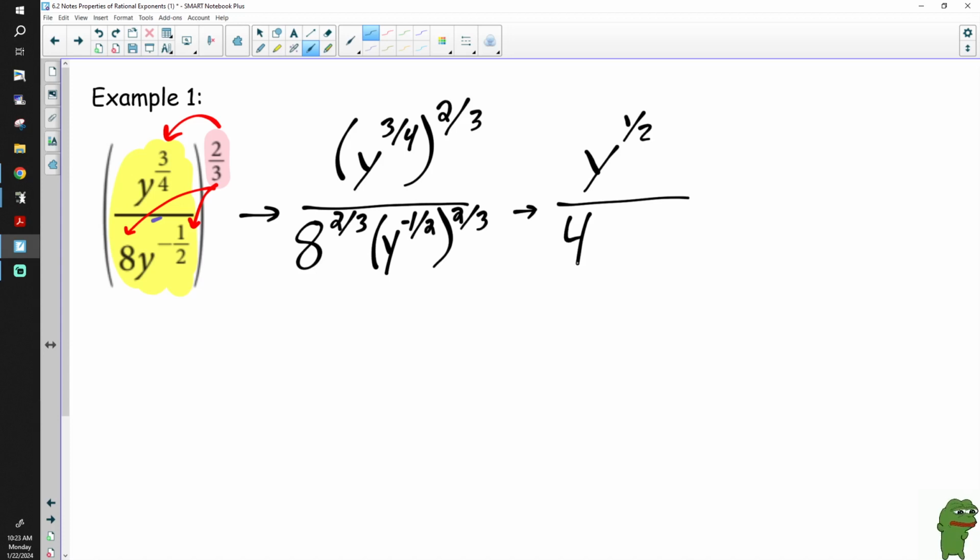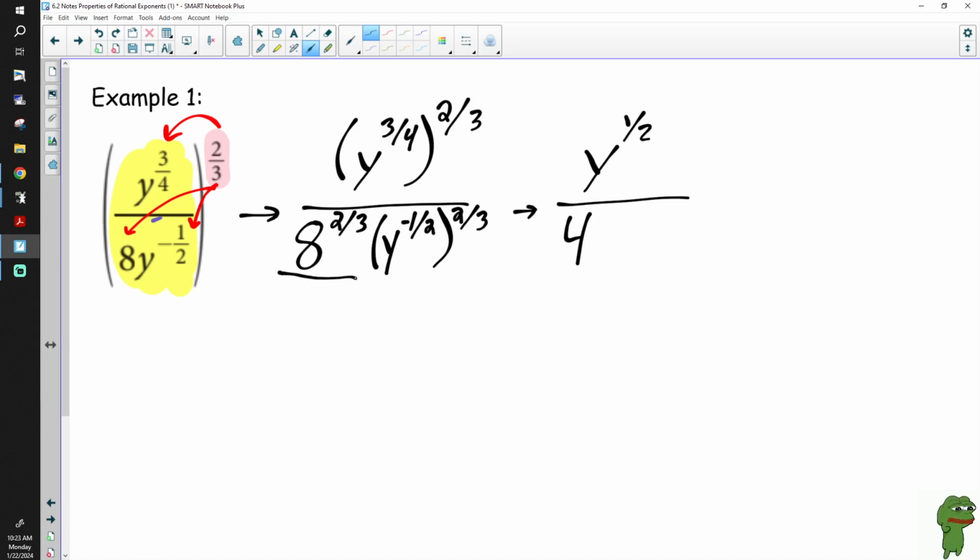Okay, 8 to the 2/3 should give you 4. When it's all numbers, you can just put it in your calculator. The variables we can't do in our calculator because they're literally unknowns. We don't know what the number is. But if we know all the numbers, you can just plug it in.